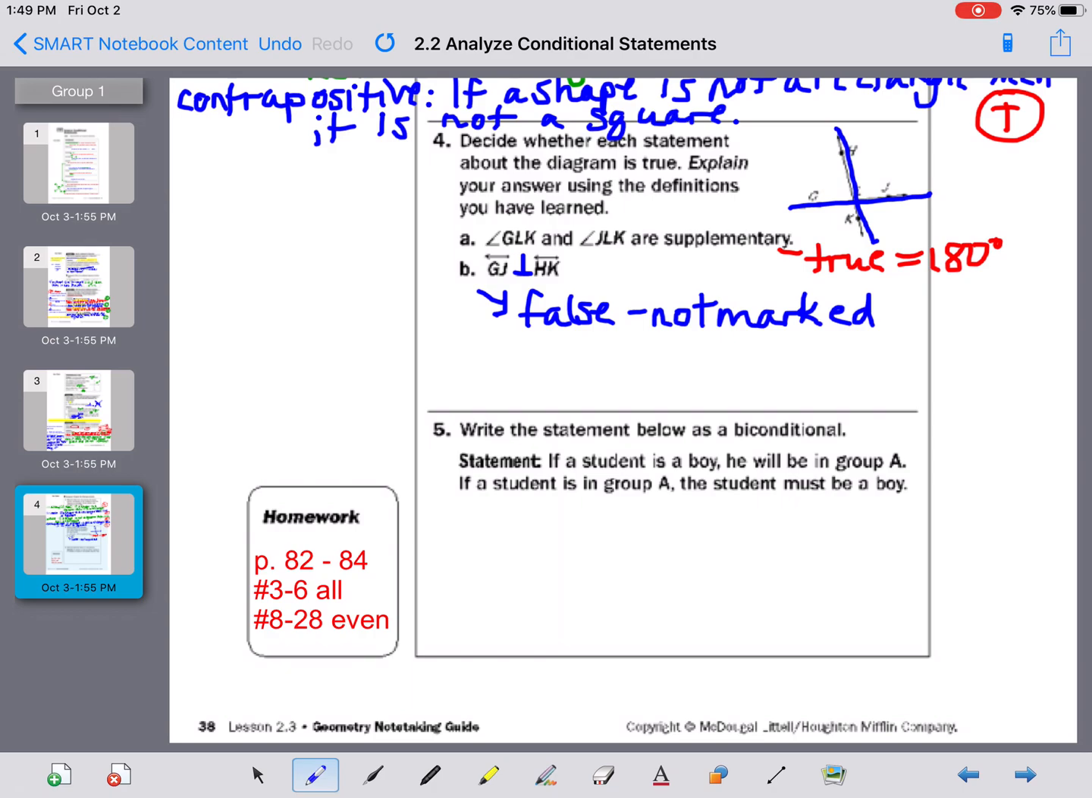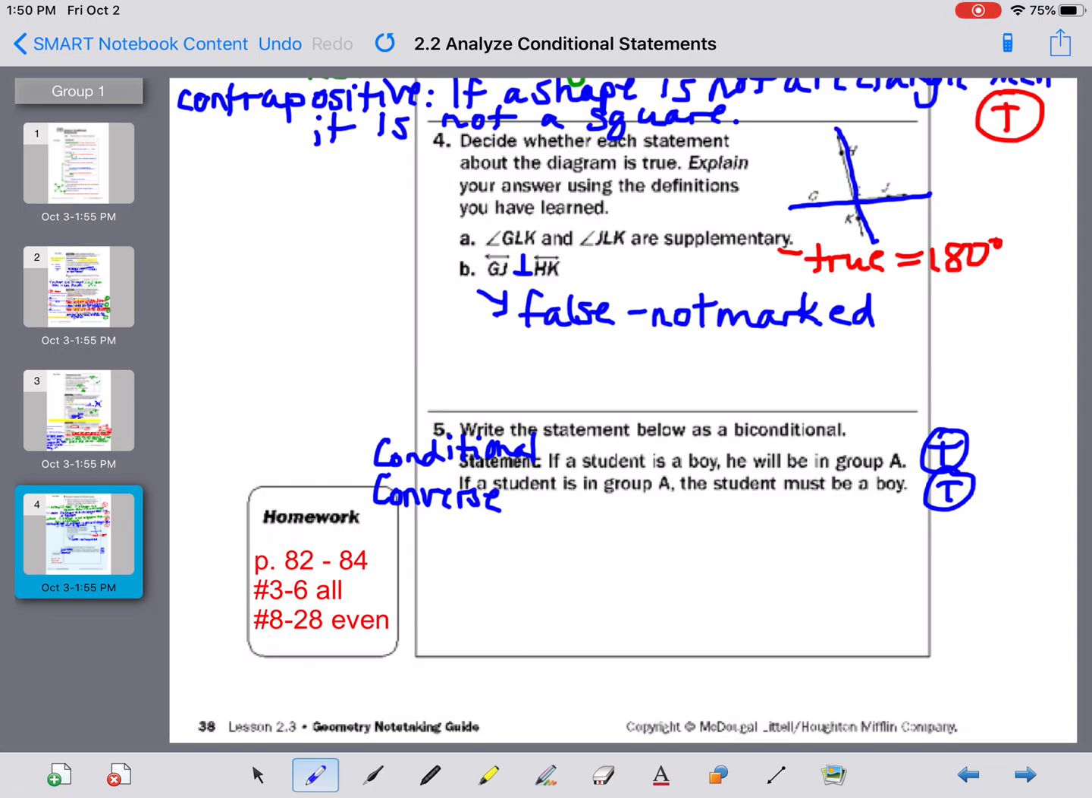All right. Write this statement below as a biconditional. Because they have said write it as that, we're going to assume the conditional and the converse are both true, okay? In fact, I would say the conditional here is the one on top. This is my if-then, okay? That says if a student is a boy, he will be in group A. Then your converse is down here. If a student is in group A, the student must be a boy. So they've already done our flip for us, okay? Because they tell me biconditional, we are just going to assume true on both, even though, to be honest, we don't know, right? But they tell us we can write a biconditional.